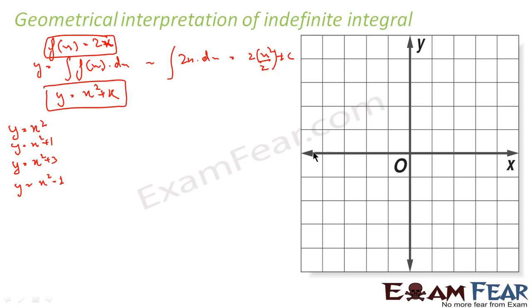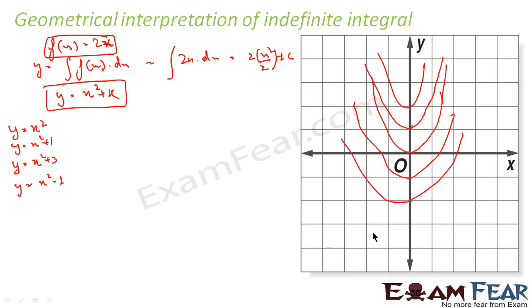So let's plot all these graphs. Y is equal to x square will be something like this. Y is equal to x square plus 1 will be something like this. We will draw it, something like this. Similarly, y is equal to x square plus 2, something like this. Y is equal to x square minus 1, something like this. So many graphs you'll get, and these are all integration of y is equal to f(x).